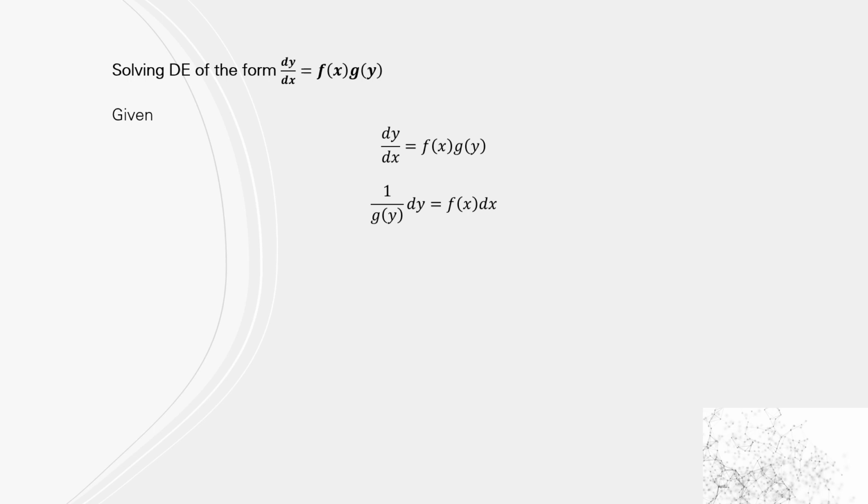When we solve these, we are going to get the dependent variables on one side and the independent variables on the other side. The dependent variables being the y's and the independent variables being the x's. And because we're going to have y in terms of dy and x's in terms of dx, we are going to integrate both sides.